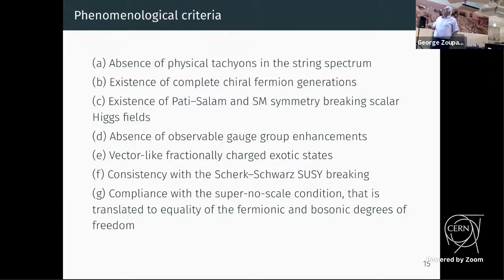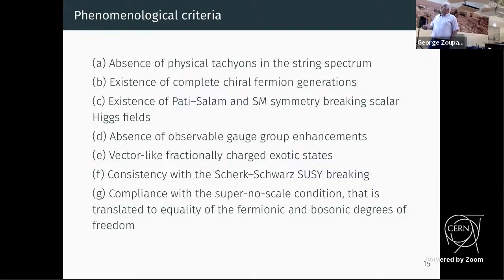The other is the existence of complete chiral fermion generations. Existence of partial Pati-Salam and standard model symmetry breaking scalar Higgs fields. Absence of observable gauge group enhancements. This is something special that has to do with this construction. At special points, we can get enhancement of the gauge group. Then we also have the exotic states, and in order to have the possibility to give them some masses, we ask that they are vector-like.